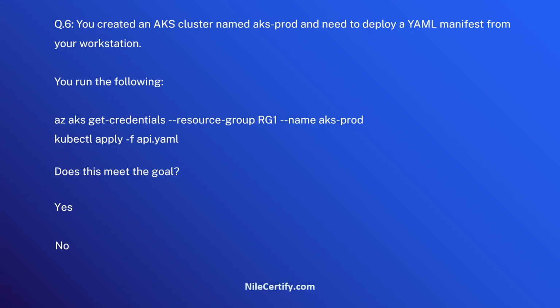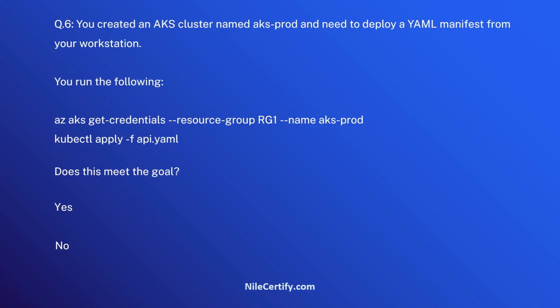In this question, we've got an AKS cluster called AKS-prod, or production, and your goal is to deploy a YAML manifest from your local workstation. The question shows you run two commands: aks get-credentials, followed by the resource group and the AKS cluster name, and then the other command is kubectl. So let's review the commands here.